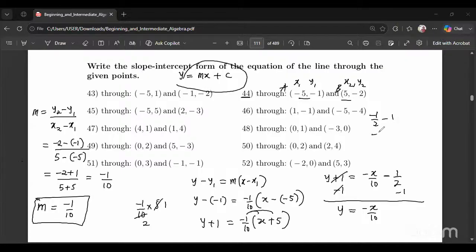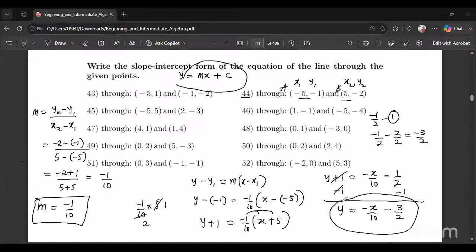Minus half minus 1. There's a trick in solving this kind of problem. -1 itself is the same as 2/2, so I just put 2/2 here. Now they have the same denominator, we can just do -3/2. So -1/2 minus 1 is the same as -3/2. So this is the slope-intercept form. You can see the slope is -1/10, and the y-intercept is -3/2.